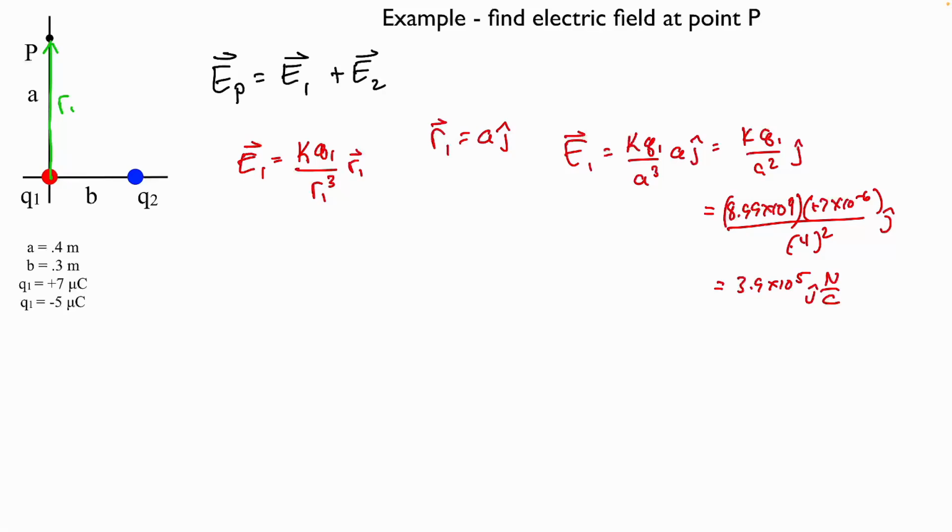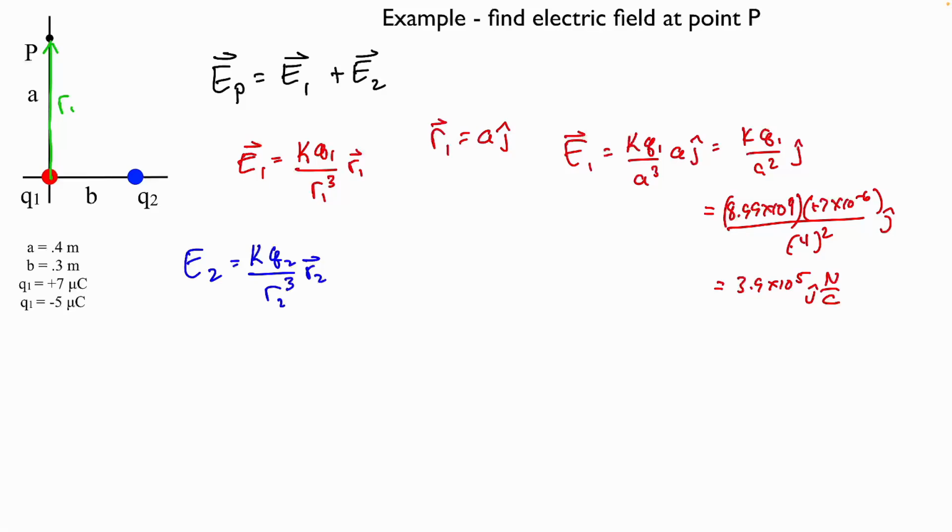Got E1. All right, let's find the electric field because of point 2. So spell it out for me. K times what charge? Q2. You realize there's no guessing here, right? If it's the electric field of charge 2, then it's charge 2 that goes into it. I need R2, the R2 vector. So what is the R2 vector going to look like?